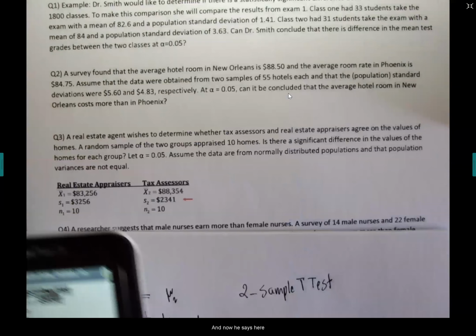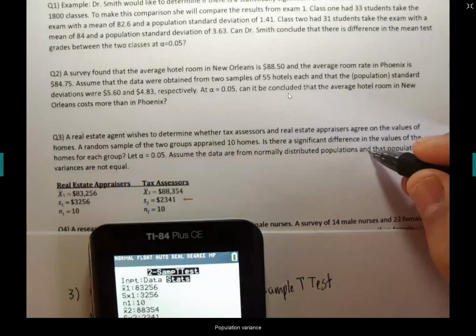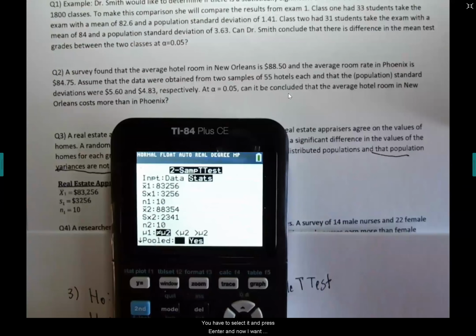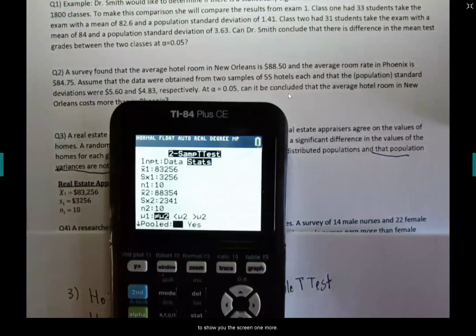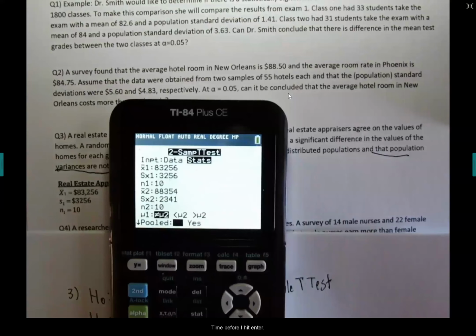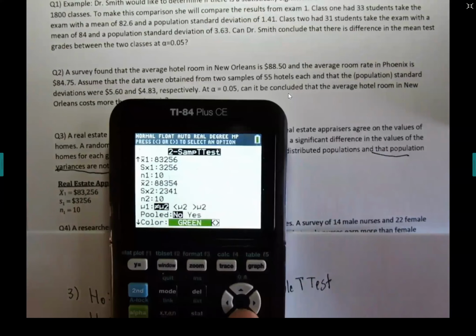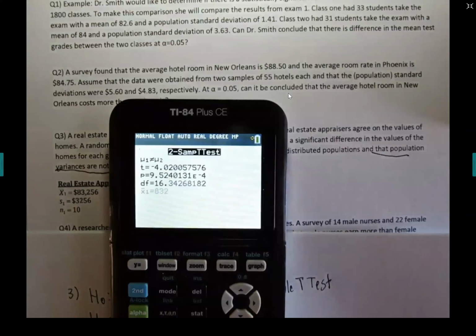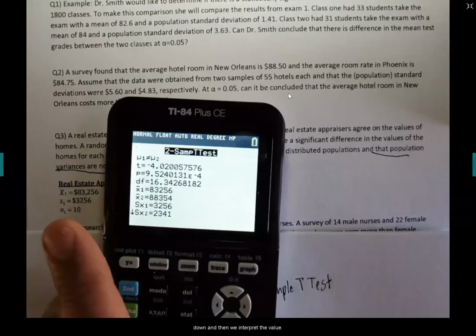And now he says here, population variances are not equal. That means when it comes to pooled, you have to select no. You have to select it and press enter. And now I want to show you the screen one more time before I hit enter. Okay, don't worry about that. And if you hit calculate, there you go, guys. T is negative 4.020 and P is 9.52401 E negative 4. So I'm going to write them down and then we interpret the values.